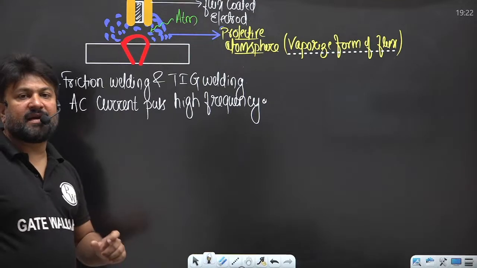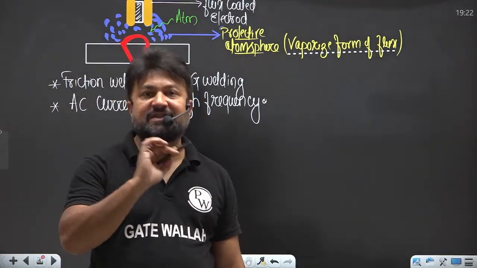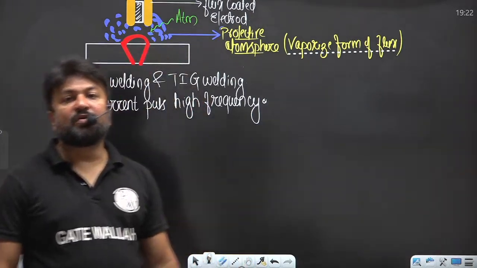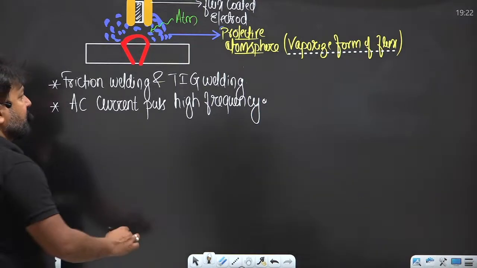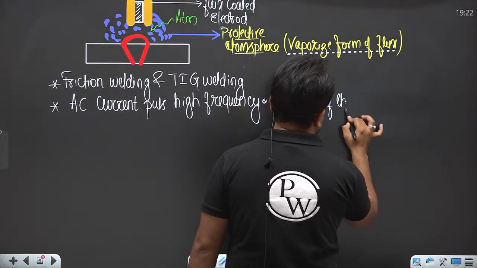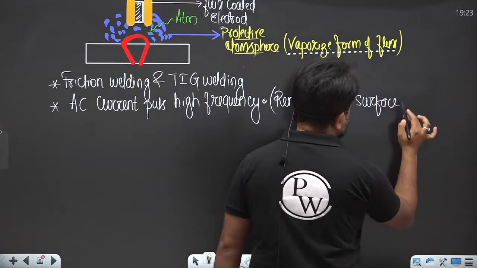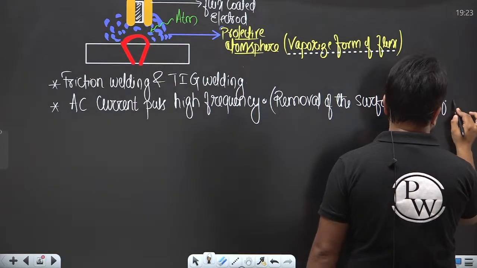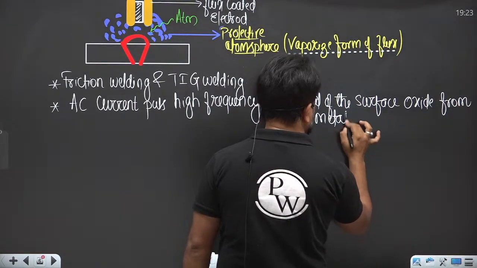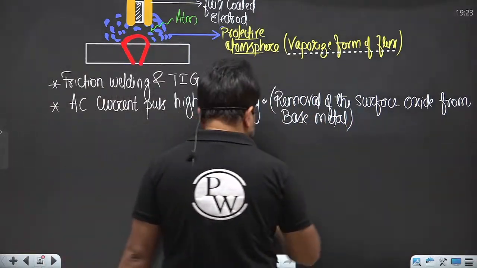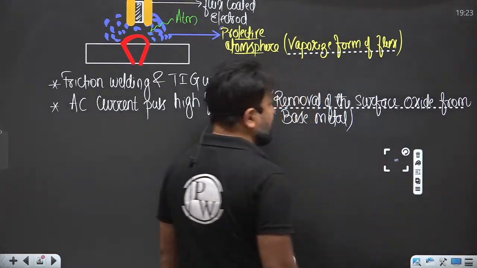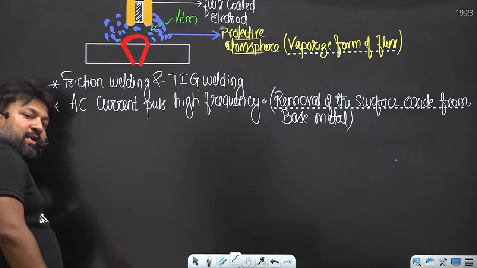What happens when you use an AC current, my dear? There will be a removal of surface oxide. If you use AC polarity, then the surface oxide will be removed from the base metal. So by this way you can do the welding. By changing the polarity, you can do the welding.